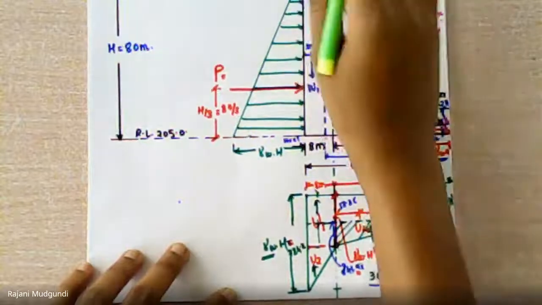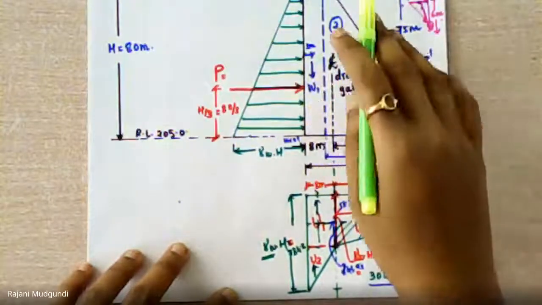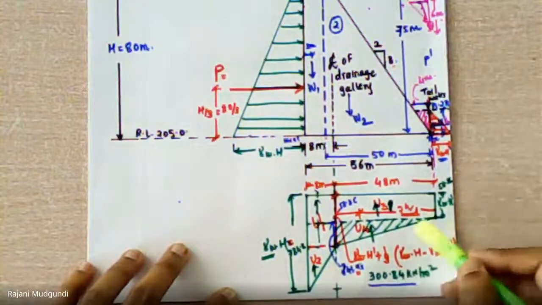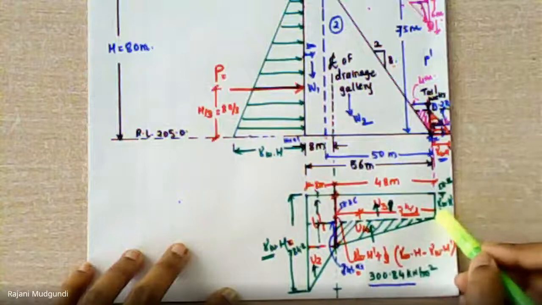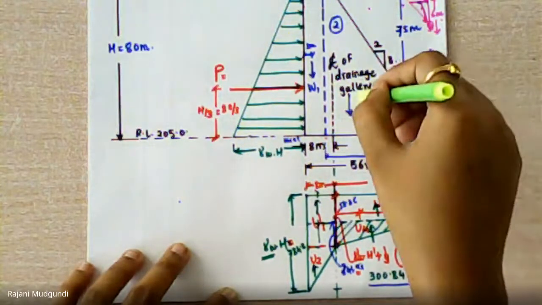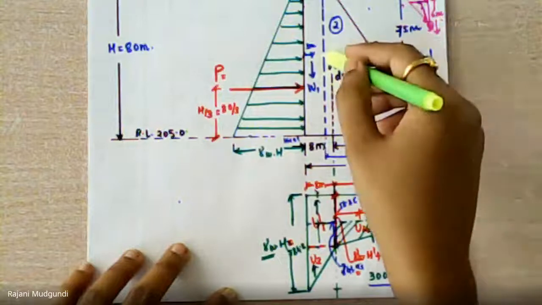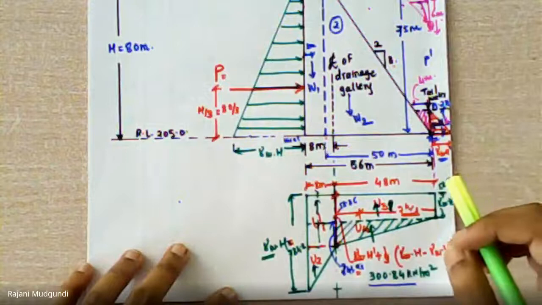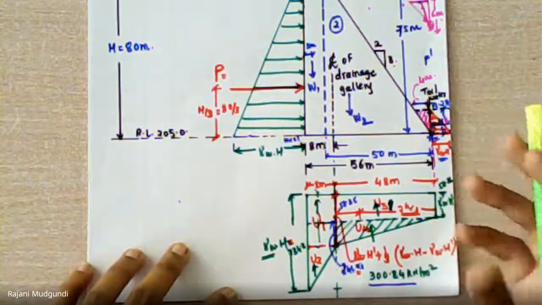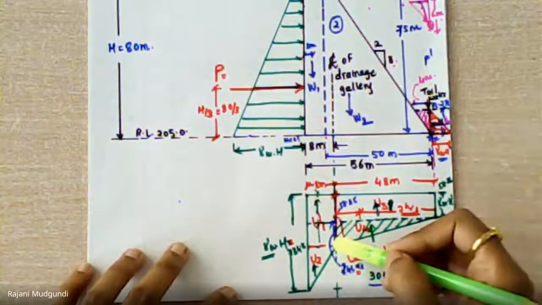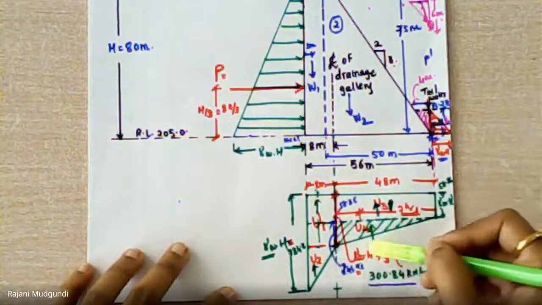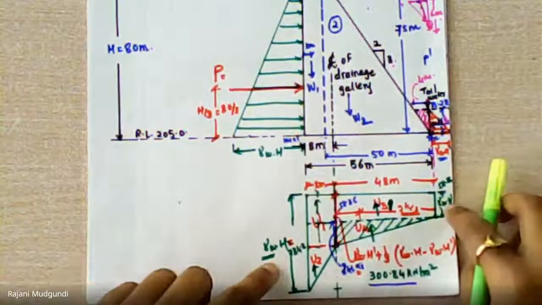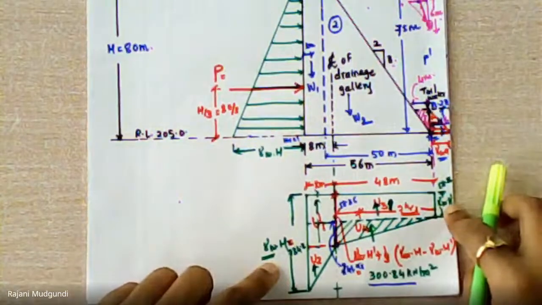If this drainage gallery is not provided, in that case we will directly draw a straight line joining these 2 points, gamma W into H and gamma W into H dash. Now here a drainage gallery is provided, so at the center line of the drainage gallery there is a relief of uplift pressure. That reduced ordinate we have to plot and consider in this case. The ordinate is given as gamma W into H dash plus 1/3 of the difference between these two ordinates, that is gamma W into H minus gamma W into H dash.